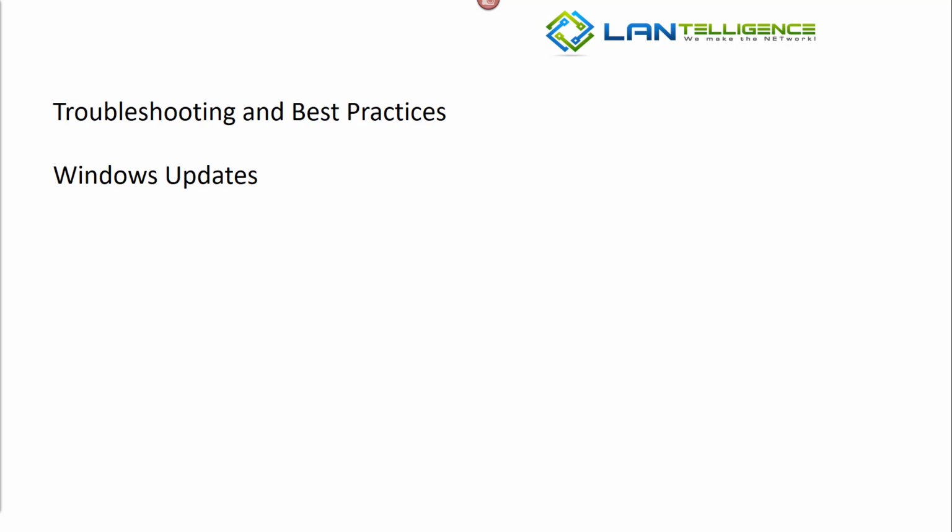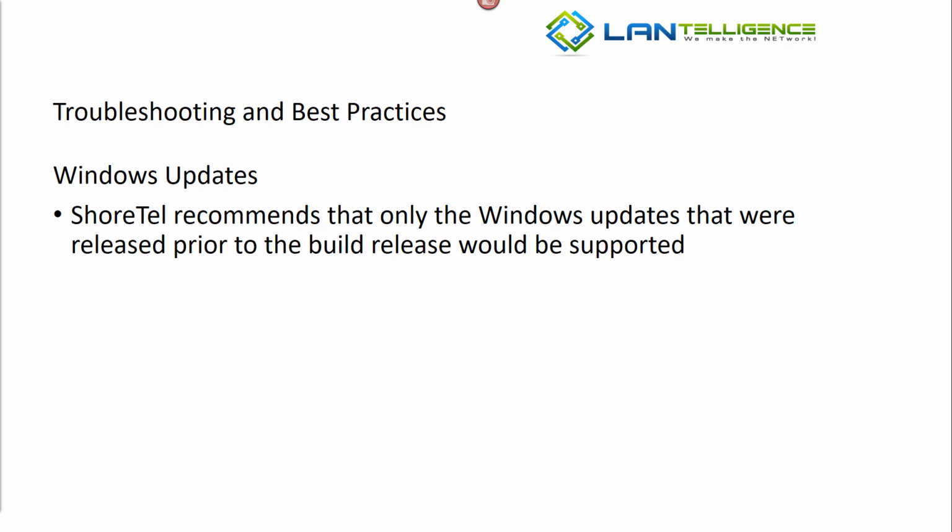Now, Windows updates. Typically Windows updates has been a real gray area for most of ShoreTel. What ShoreTel normally recommends is that only Windows updates that were released prior to the build release will be supported. So if the build that you have was released on July 3rd, 2017, any Windows updates up to that point in time are supported.